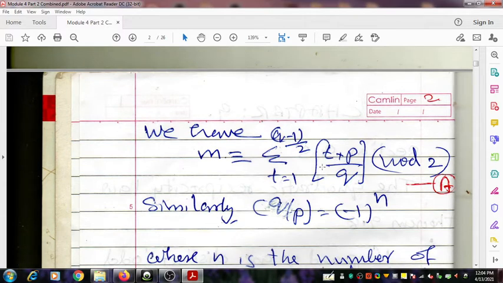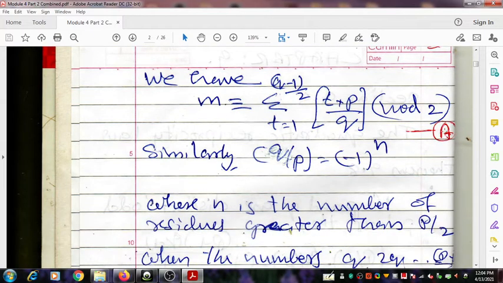When we subtract this quantity from m, we can divide the difference completely by 2. That means m is congruent to this sum mod 2. We will call this equation (a).